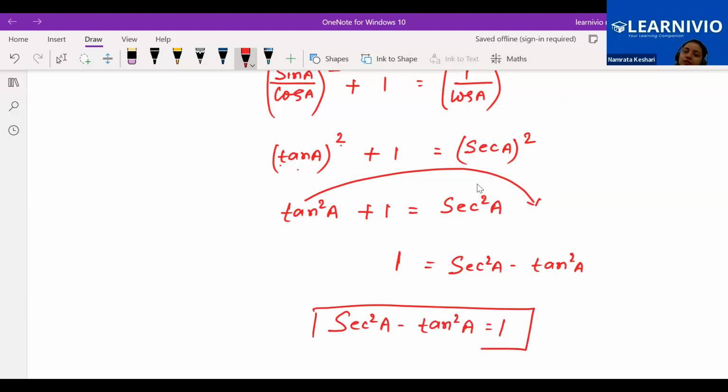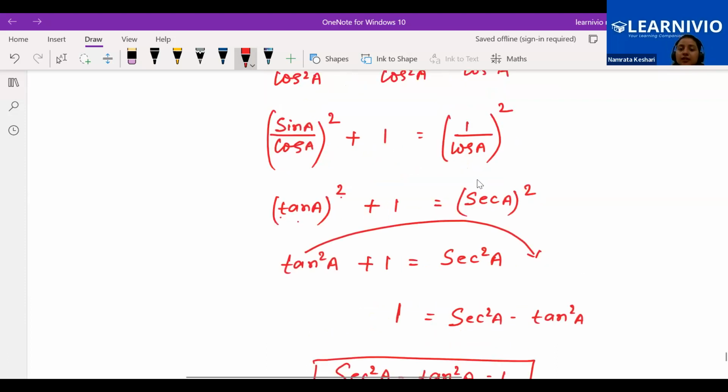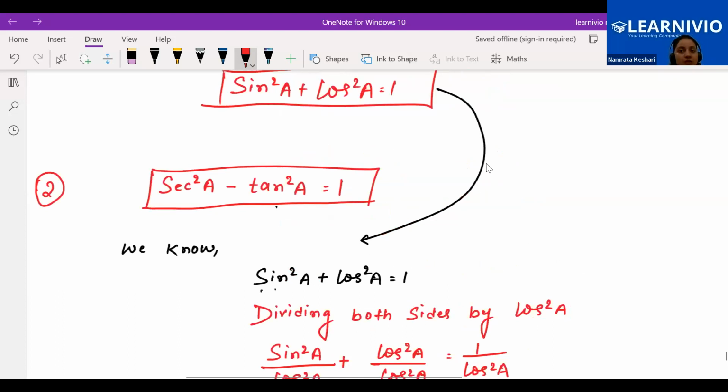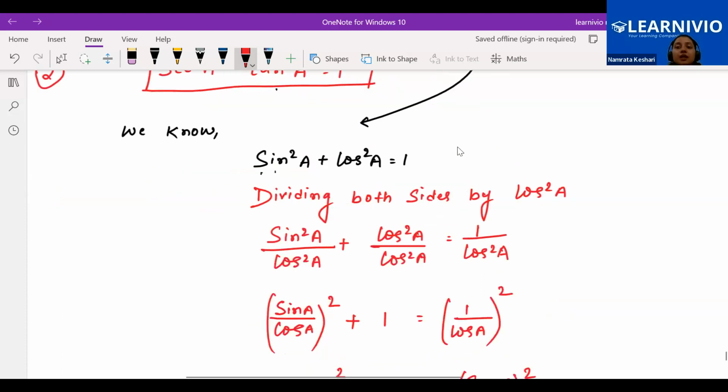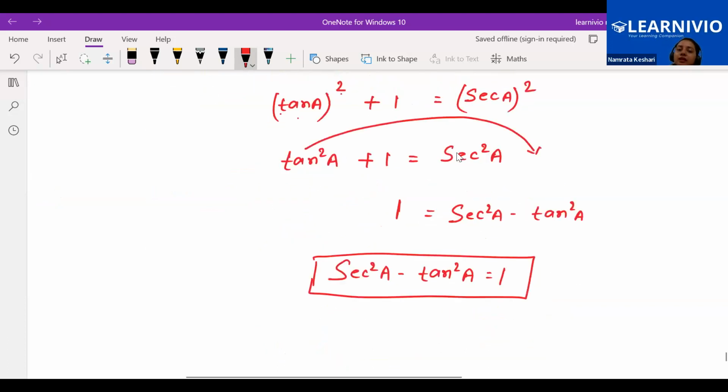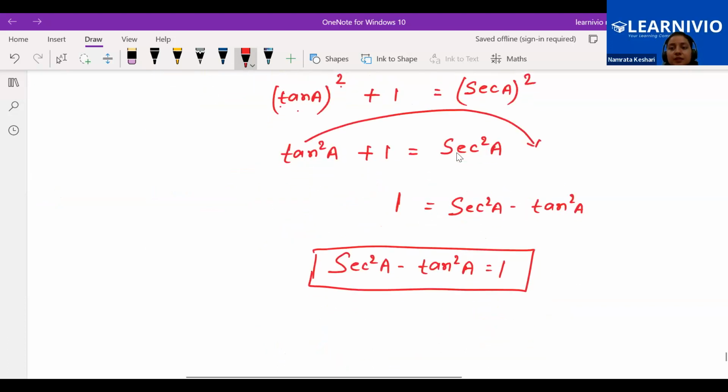Let's summarize everything. This is the second identity. The first identity is sin square A plus cos square A is 1. The second identity is sec square A minus tan square A is 1. See how we proved it. We have taken the help of the first identity. We divided both sides by cos square. Why? Because we wanted to make tan. And then we continued and ended up having this. Got it?